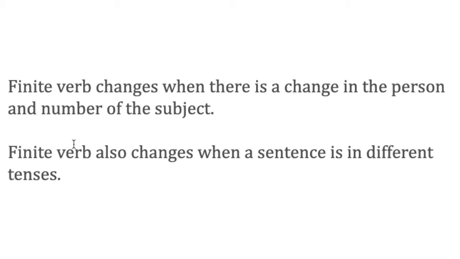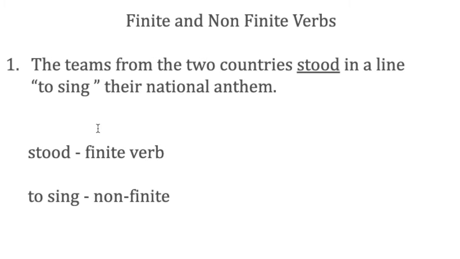It keeps on changing depending on the number and the person of the subject, and also looking at the tense you're going to use while forming the sentence. So that's how you understand the finite verb. But look at the sentence which is at this point in time in your screen. The teams from the two countries stood in a line to sing their national anthem. To study it further, we have got a verb, main verb stood, and there's one more verb, to sing.